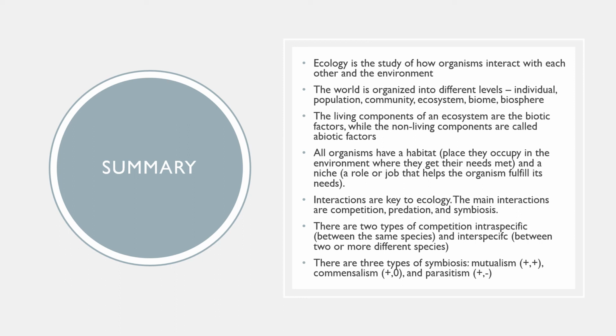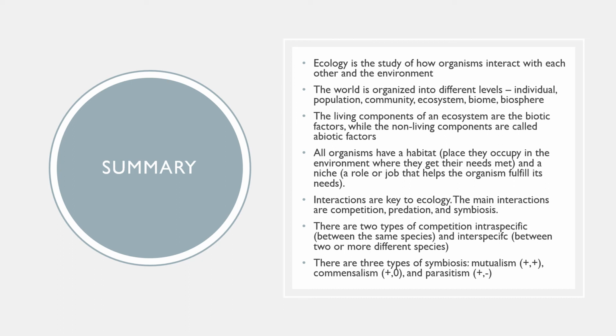All right, so summarizing all of this, ecology is the study of how organisms interact with each other and the environment. The world is organized into different levels. You have individual, then population, community, ecosystem, biome, and biosphere. That goes from the simplest to the most complicated. The living components of an ecosystem are called the biotic factors. The non-living components are the abiotic factors.